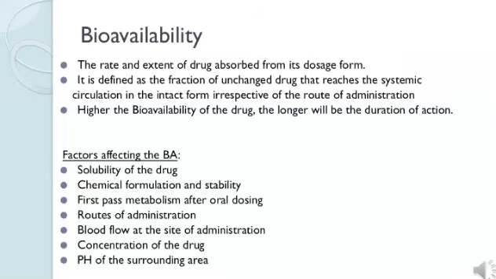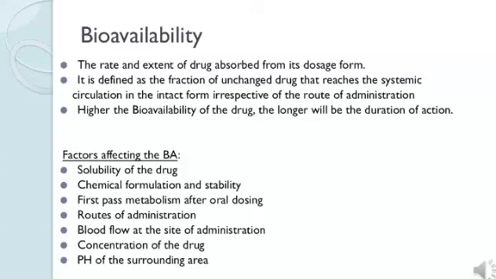The next is bioavailability. What is bioavailability? The rate and extent of the drug absorbed from its dosage form. For example, when you give 100 milligram of a drug, how much is absorbed and becomes effective, we say it is bioavailability. It is defined as the fraction of unchanged drug that reaches the systemic circulation in the intact form, irrespective of the route of administration.